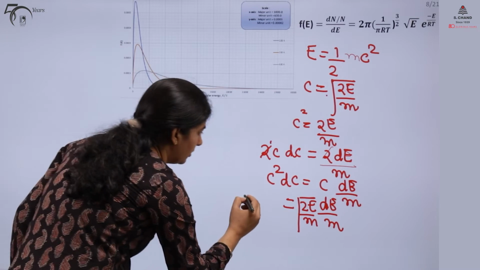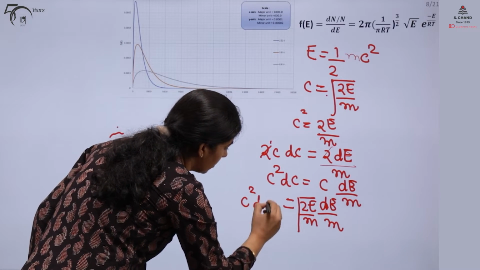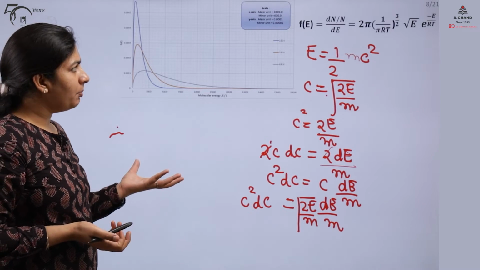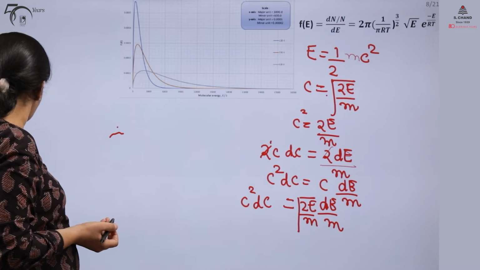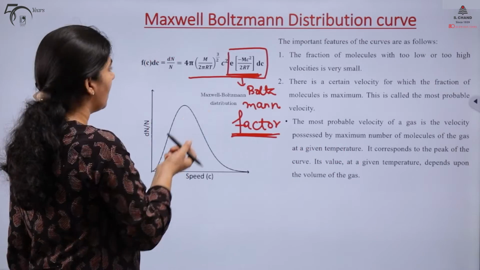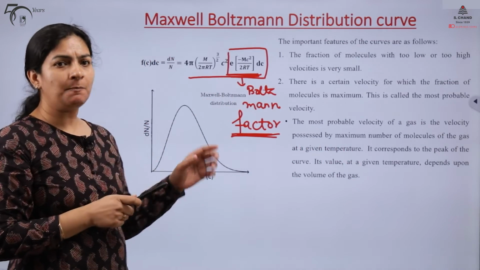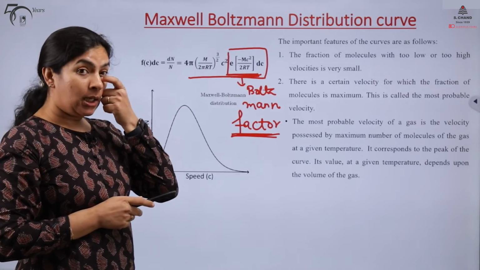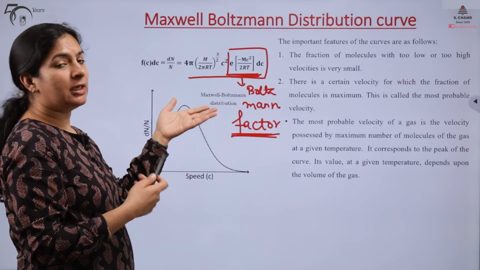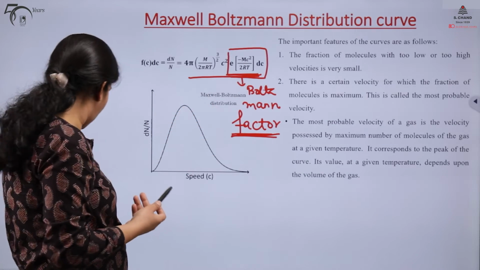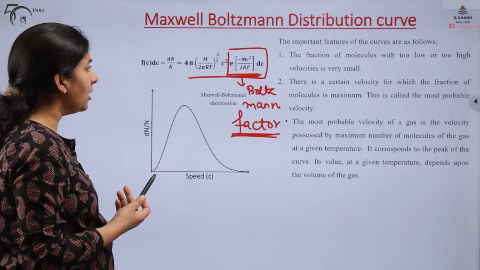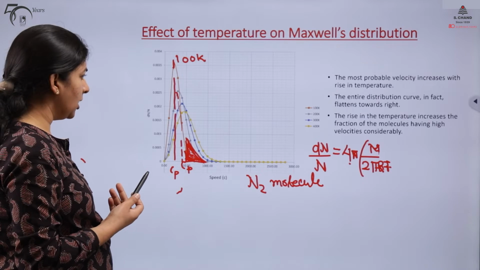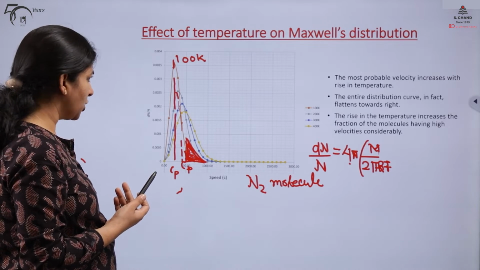So this is my c square dc. What I do here is nothing very complicated. What we have basically done is replace the term c square dc, rewriting it in terms of kinetic energy, and upon substituting the value of kinetic energy we would get an expression.